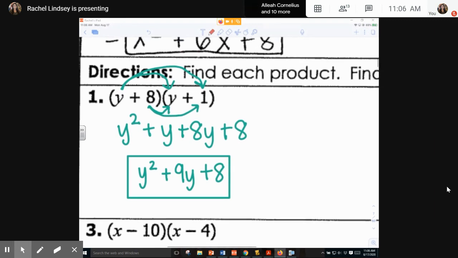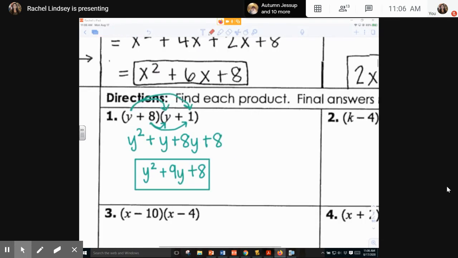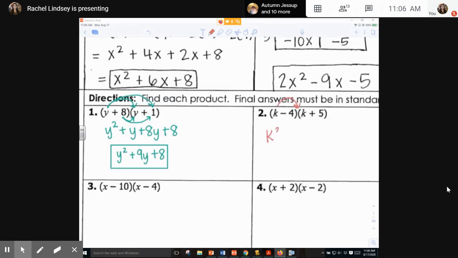And now on that second one, we have k times k. What is k times k? K times 5. And negative 4 times k. And then negative 4 times 5. Okay, so now we've multiplied it out. We did our FOIL, or you could have done box, up to you. And then we get k squared. And what's 5k minus 4k? 1k. Then bring down the minus 20.